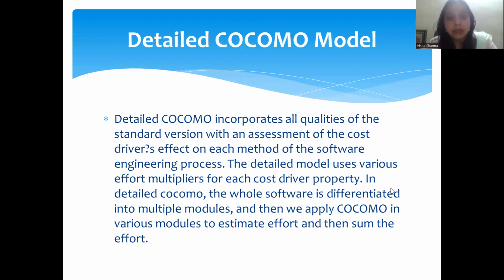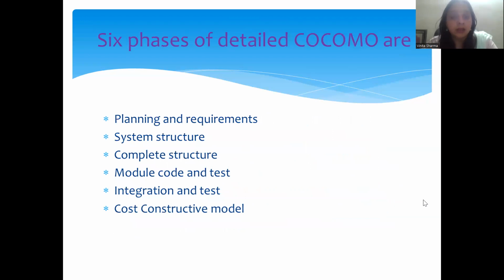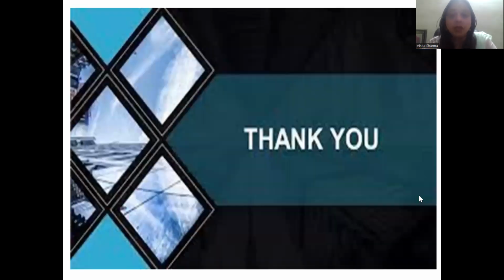The last is the detailed COCOMO model, which incorporates all the qualities of the standard version with an assessment of the cost drivers' effect on each step of the software engineering process. The detailed model uses various effort multipliers for each cost driver attribute. Next, the planning and requirements, system structure, complete structure, module code and test, and integration test, and the constructive cost model.